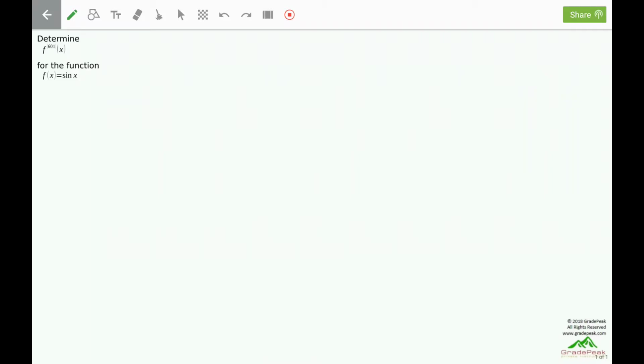Determine f601 of x for the function f of x equals sine of x. So since our f of x is sine of x, our first derivative is cosine x. Our second derivative is negative sine x.